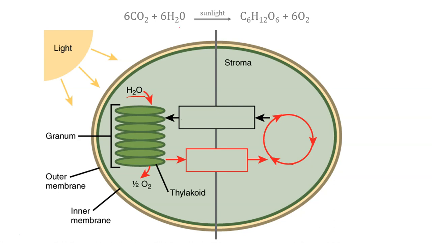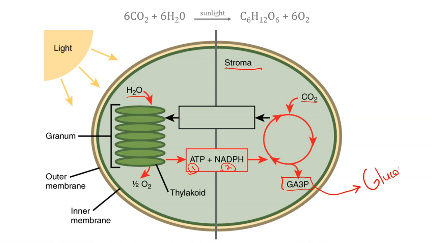At the end of the day, it's important to know that these two items are made here. We have energy made, and we have electrons accumulated. Those energy and those electrons are going to be shuttled to the stroma, where they then will fuel the Calvin cycle, which ultimately is going to take carbon dioxide out of the air, and it's going to churn out this molecule called glyceraldehyde 3-phosphate. This is the precursor, the building block that can be put together to make glucose.